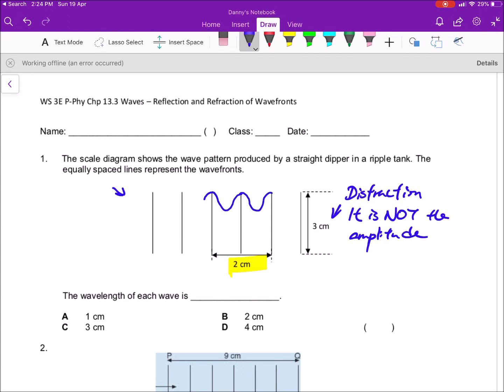So down here, how many waves are there? 1, 2, or 3? Yeah, so down here there are actually two complete waves, and for 2 complete waves you have a width of 2 cm. So what does it mean in terms of wavelength? The wavelength for one wave would be 2 cm divided by 2 waves. So in this case, 1 cm.